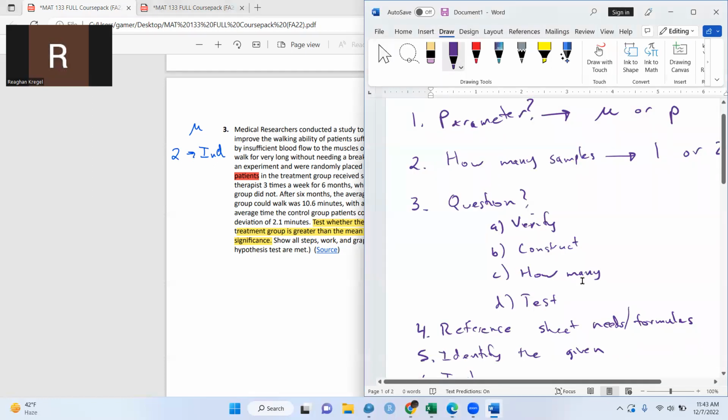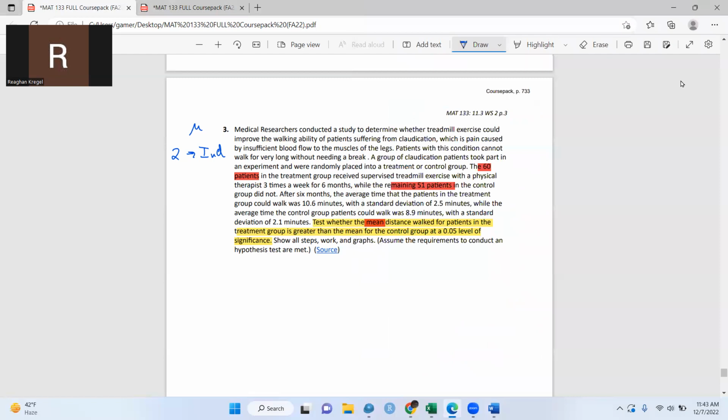Okay, question 3 is, what are you being asked to do? Construct, I think, or test. I think test, because you're seeing if it's greater. So this is a hypothesis test, meaning steps 1 through step 6.